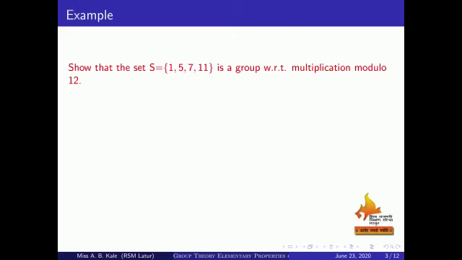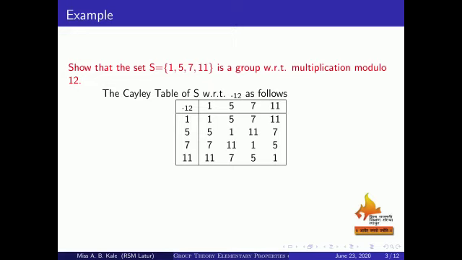Now take an example on it. Show that the set S containing the elements 1, 5, 7, 11 is a group with respect to multiplication modulo 12. For this example, we are going to draw the Cayley table with respect to multiplication modulo 12 as follows. Now observe the Cayley table.